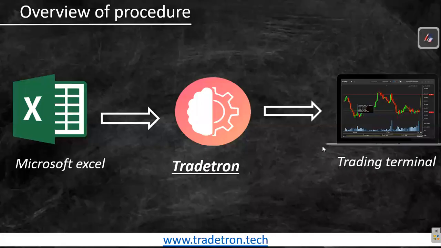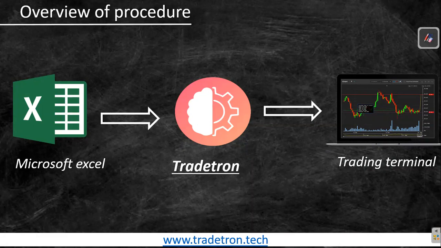I hope everyone understood how to place an order from the Excel sheet to TradeTron, either for paper trading or for the trading terminal directly. If your deployment is paper trading, your positions will be shown in TradeTron, and for live trading also, your positions will be shown in TradeTron.